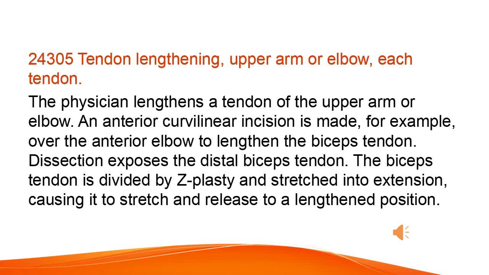Tendon lengthening, upper arm or elbow, each tendon. The physician lengthens a tendon of the upper arm or elbow. An anterior curvilinear incision is made, for example, over the anterior elbow to lengthen the biceps tendon. Dissection exposes the distal biceps tendon. The biceps tendon is divided by Z-plasty and stretched into extension, causing it to stretch and release to a lengthened position.